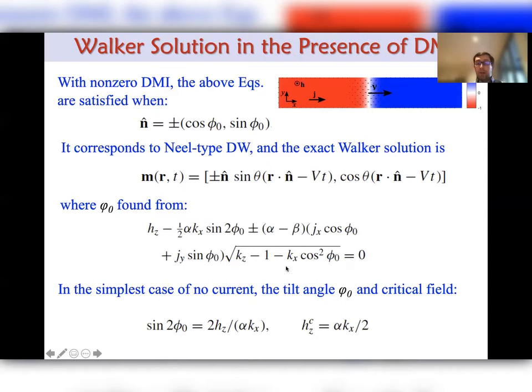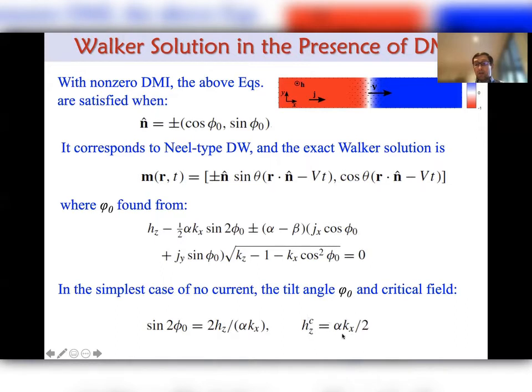In this case, the tilt angle phi naught can be easily found from this equation, and it is given by this expression, which is a rather simple result, and it looks like the well-known Walker solution in one dimension without Dzyaloshinskii-Moriya interaction. Also, the critical field for Walker breakdown is given by this expression, and that's again rather similar to the case when there is no Dzyaloshinskii-Moriya interaction.